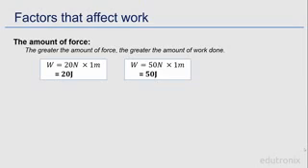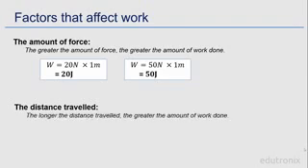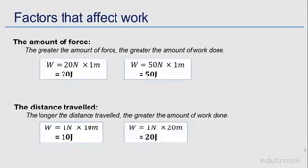Another factor that can affect work is the distance traveled by the object when the force is applied. When the distance traveled increases, the amount of work done also increases. For example, if you apply a force of 1 newton on an object that travels a distance of 10 meters, the resultant work that will be done will be 10 joules because we multiply the force by the distance traveled. Similarly, when we apply a force of 1 newton on an object and it travels a distance of 20 meters, the work done will be 20 joules.